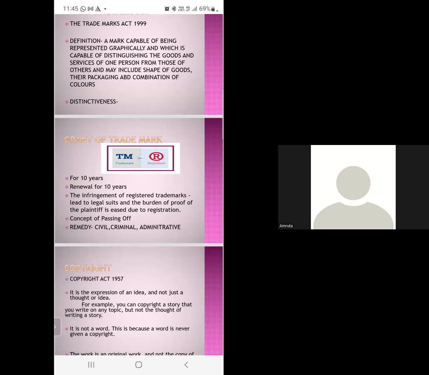So there are two things. One is using the exact same brand or exact same thing, which is called passing off, and using a similar name or similar brand for their own gain is also infringement, because people, the public at large, can get confused between two products and take the similar product in the name of the first or the branded product. So therefore protecting your laws and your trademark is that important.